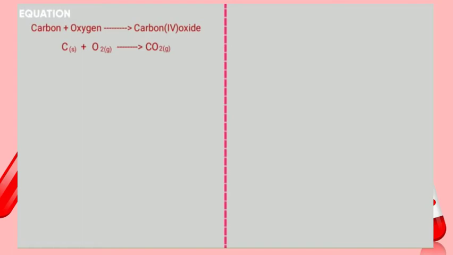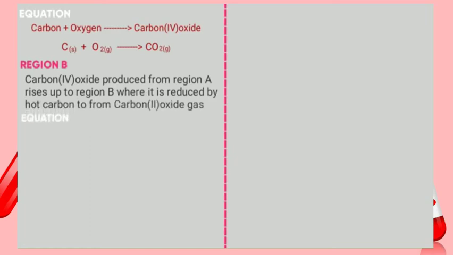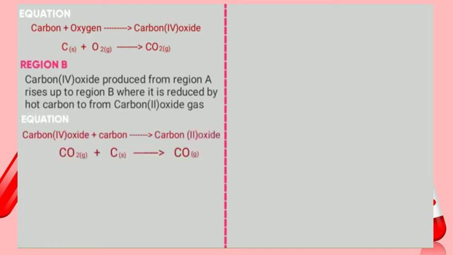Region B: carbon IV oxide produced from region A rises up to region B, where it is reduced by hot carbon to form carbon II oxide. Now the equation is carbon IV oxide plus carbon gives carbon II oxide. The chemical equation is CO2 gas plus carbon solid gives CO gas. To balance the equation, place 2 where there is carbon II oxide.